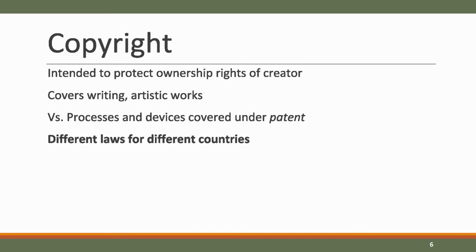So copyright is a legal concept that's intended to protect the ownership rights of the creator, and it covers writing and artistic works, versus patents are for inventions and processes. And this gets very confusing very quickly because different countries have different copyright laws. So when we put something on the web, we need to think about, okay, what's the law in the United States, but also what's the law in Canada? What's the law in the European Union? What's the law in Swaziland?